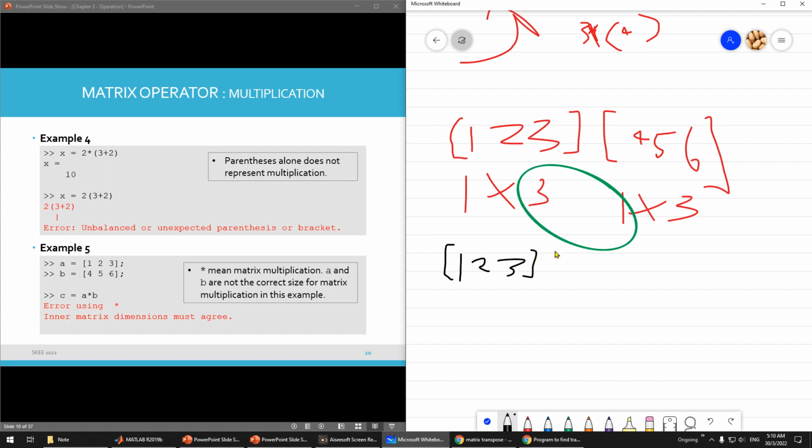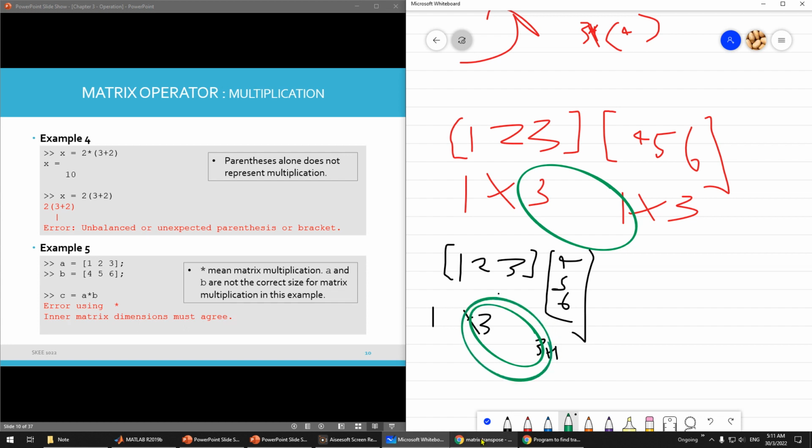And then you have to do this one, 4, 5, 6. So for this case it is 1 multiplied by 3, and for this one 3 multiplied by 1. So you can see here the center number is the same. If you do it the wrong way, it will show an error: inner matrix dimensions must agree. This means the inner matrix dimension, so you have to recall your matrix.